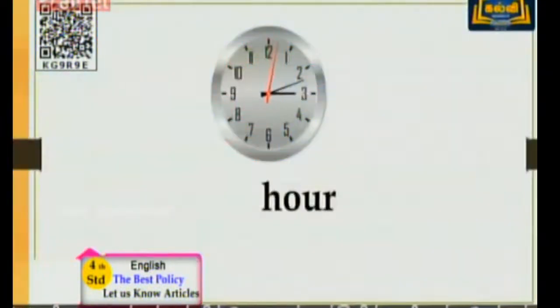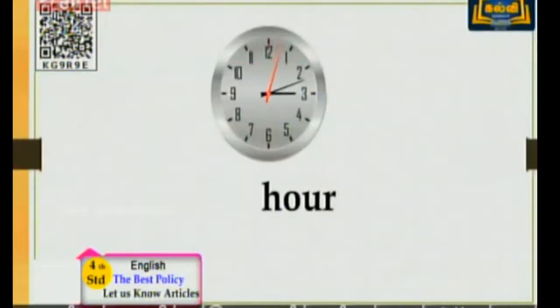Coming to the next example. What can you see there? So immediately when you see, you may tell us watch. But I am mentioning here it is hour, for hours. 1 hour, 2 hour, appadi solrare for hour. So you see the spelling of the first letter of that word hour.